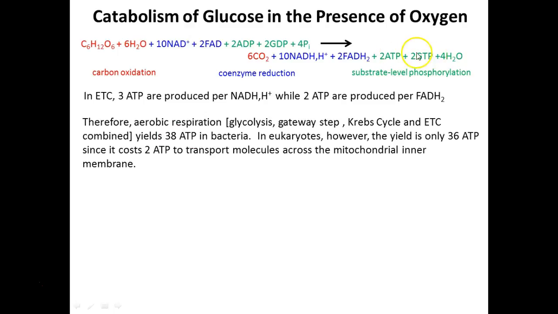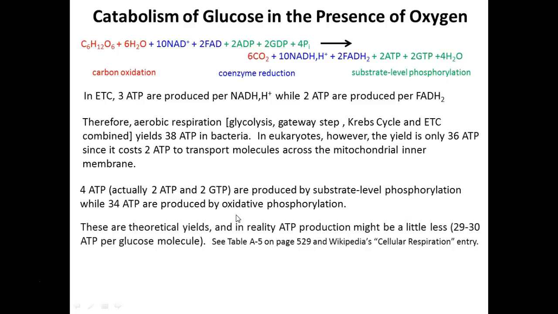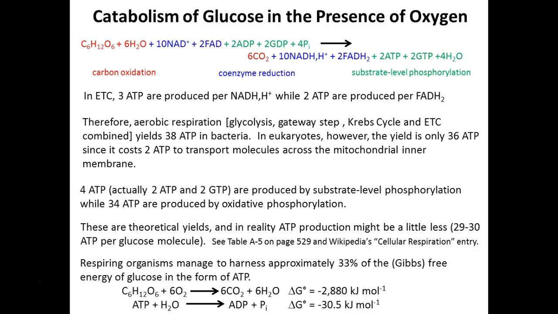So 34, 36, 38. In eukaryotes, however, we have to expend some to cross that membrane in the mitochondria, because glycolysis actually happens outside the mitochondria, but the Krebs cycle and the electron transport chain happen inside. So we get an actual yield that's at the substrate level, and then the oxidative level is probably around 29 to 30 from cellular respiration. So we get quite a bit of energy from one molecule of glucose.